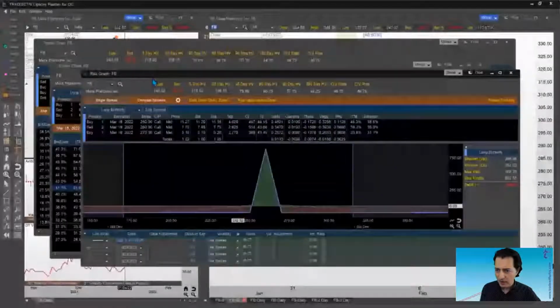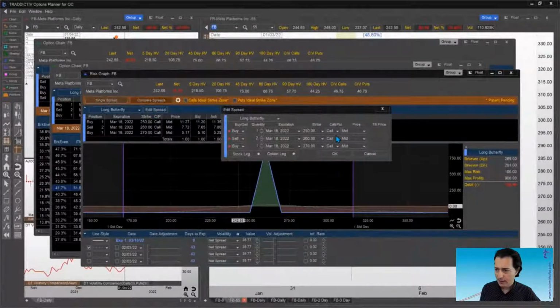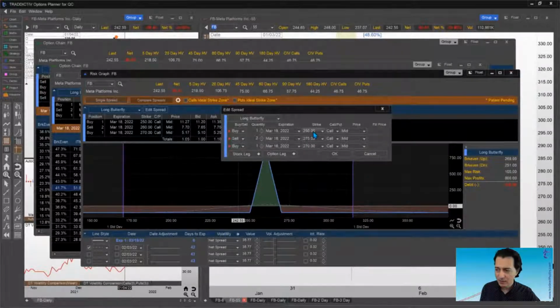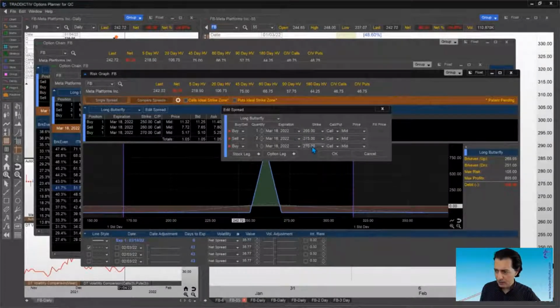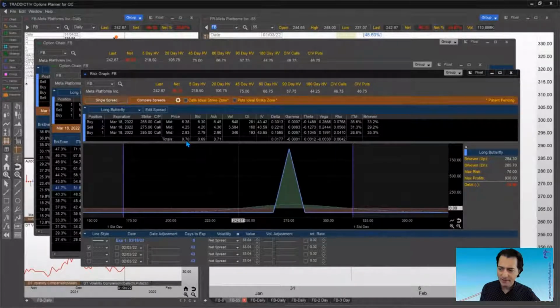If we do this butterfly, we buy the 250. The current price is 242. Okay, got you. So if we do it, remember the maximum profit you get on a butterfly is where the short units are. So if I was to sell the 275, remember the target was 273. So if I sell the 275, and let's say I'm going to buy the 265, that's going to move my upper strike to 285. So if I was to do that, what's the cost? That would now be 70 cents.